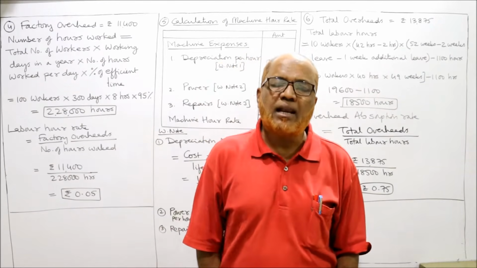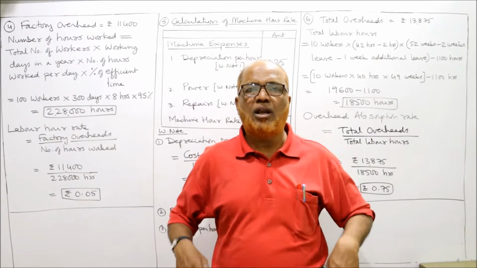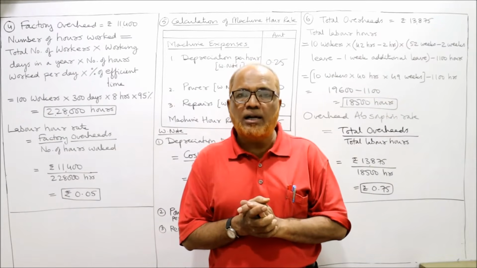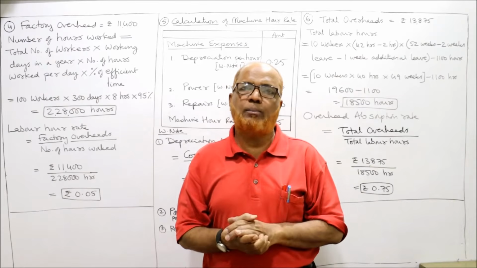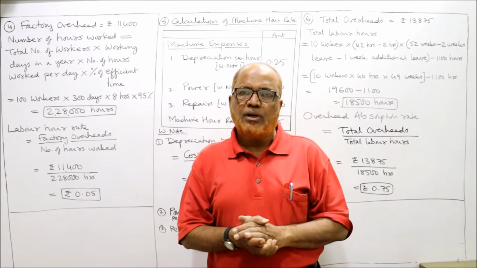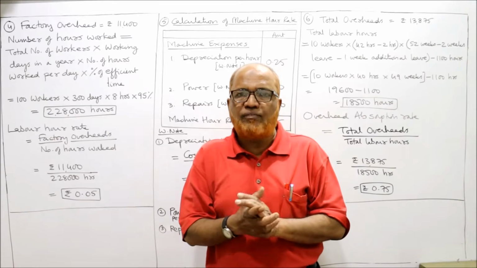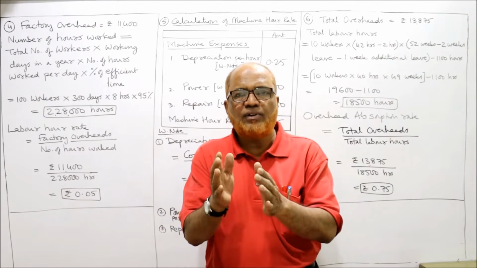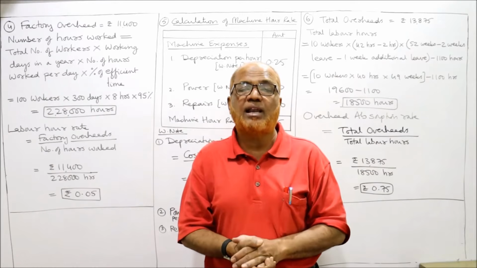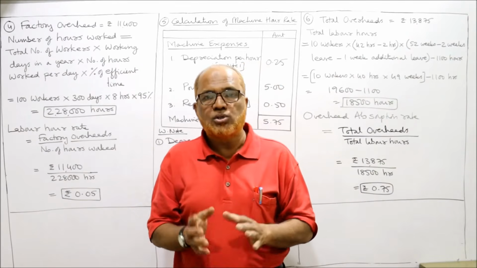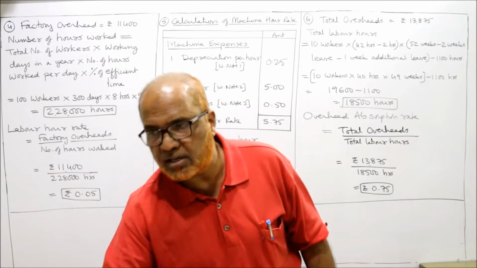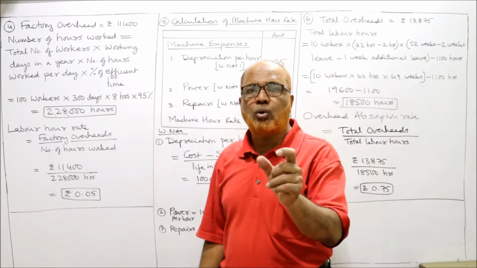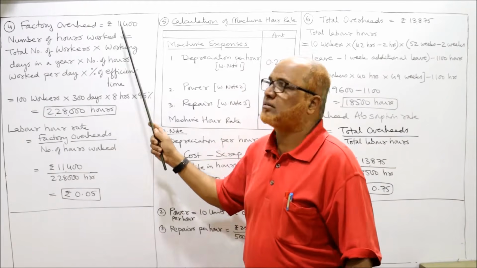See here, while calculating labor hour rate, we should take the normal wages paid. We should not take into account the voluntary payment made by the employer to the employee, like gifts given. If the employer is giving gifts to his employees, this is voluntary. It is not as per the agreement. So this gift given to workers should not be considered while calculating the overhead rate. Factory overheads are 11,400 rupees, the total overheads paid.